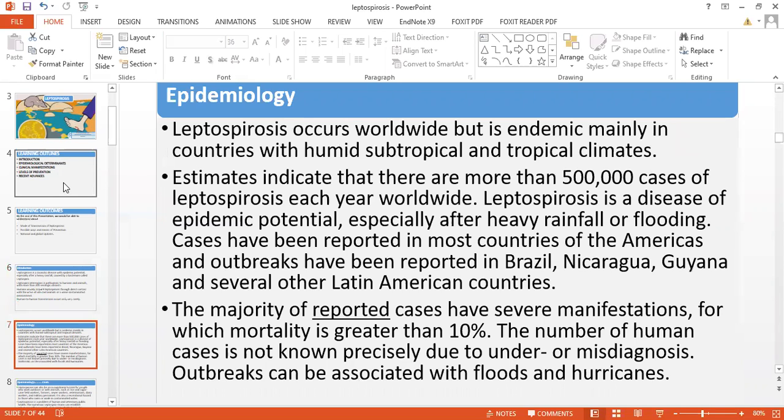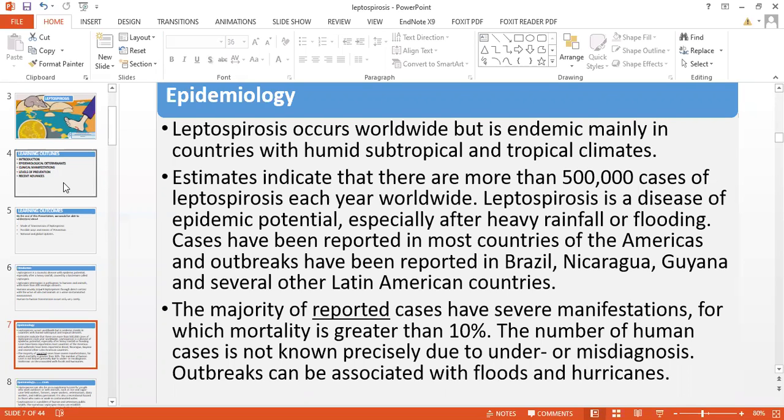As far as its epidemiology is concerned, it occurs worldwide, but is endemic mainly in countries with humid subtropical and tropical climates. Estimates indicate that there are more than 500,000 cases each year worldwide. The disease has epidemic potential after heavy rainfall, as I said earlier, or flooding, or hurricane, or tornado, or conditions like this. Cases have been reported in most countries like Brazil, Nicaragua, Guyana, and several other Latin American countries. The majority of reported cases have severe manifestations, for which mortality is greater than 10%.